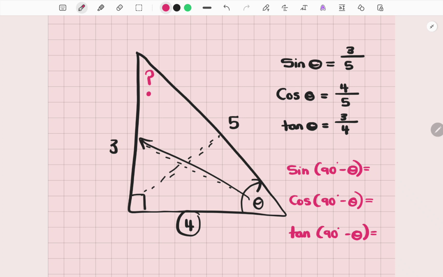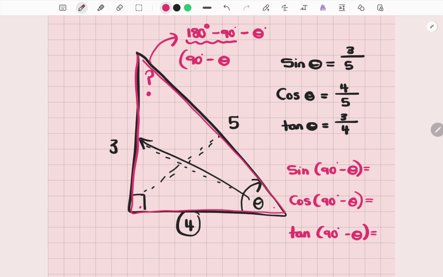So this angle over here, can you see that it's going to be 180 minus 90 minus theta? Okay, so why? Because interior angles of a triangle add up to 180. So this angle over here will be 180 minus 90 minus theta. Okay, so if you simplify that part, it will give you 90 minus theta.